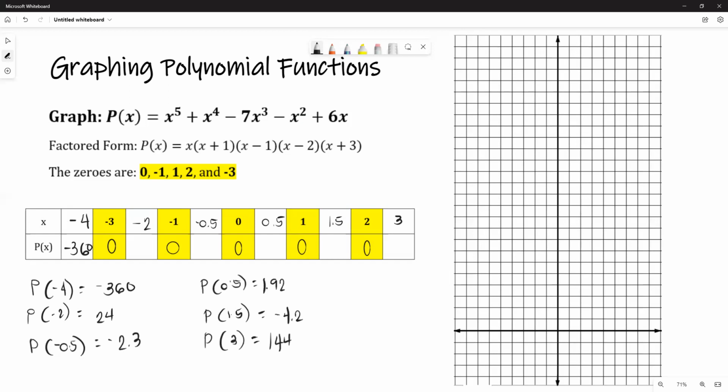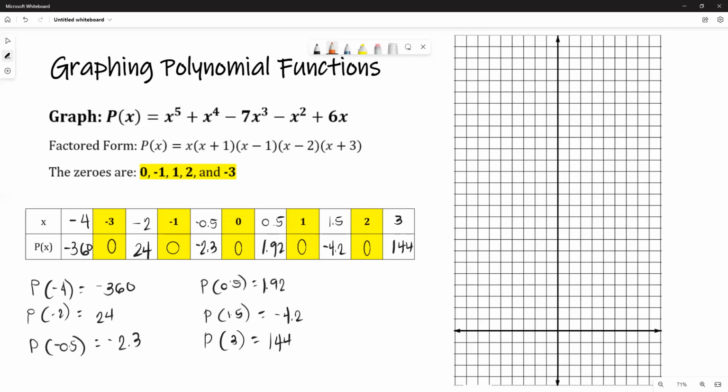So let's just fill in our table with the values that we got. For p of negative 2, it's 24. For negative 0.5, it's negative 2.3. For p of 0.5, it's 1.92. For p of 1.5, it's negative 4.2. And for p of 3, it's 144.